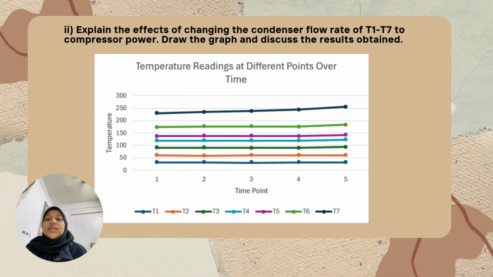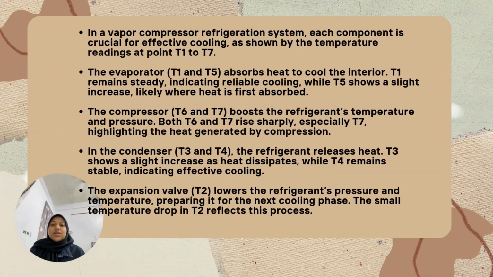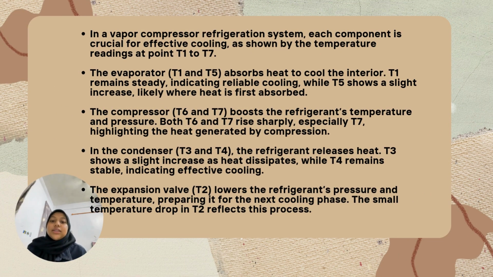And the second question asks us to explain the effects of changing the condenser flow rate on T1 to T7 and compressor power. Draw the graph and discuss the results obtained. So the graph shown is the graph of temperature readings at different points over time. In the vapor compression refrigeration system, each component is crucial for effective cooling, as shown by the temperature readings at points T1 to T7. The evaporator, which are T1 and T5, absorb heat to cool the interior. T1 remains steady, indicating reliable cooling, while T5 shows a slight increase, likely where heat is first absorbed.